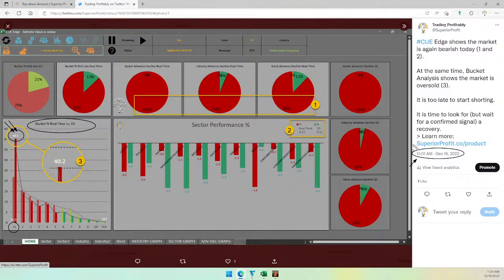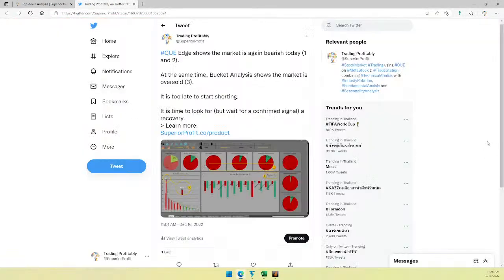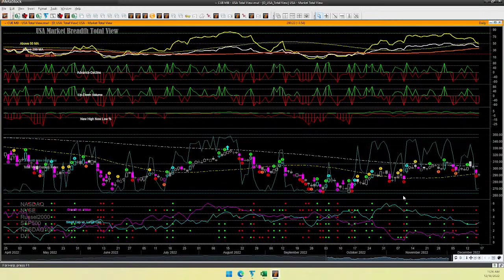This is a snapshot of Q Edge at 11 a.m. Eastern Standard Time, and I was watching the market for a while more. I saw in real time this percentage did hit about 45%. That was oversold enough for me to look for buying opportunities. So not only from market breadth from Q Global but also from Q Edge bucket analysis, I am preferring bullish trades now.